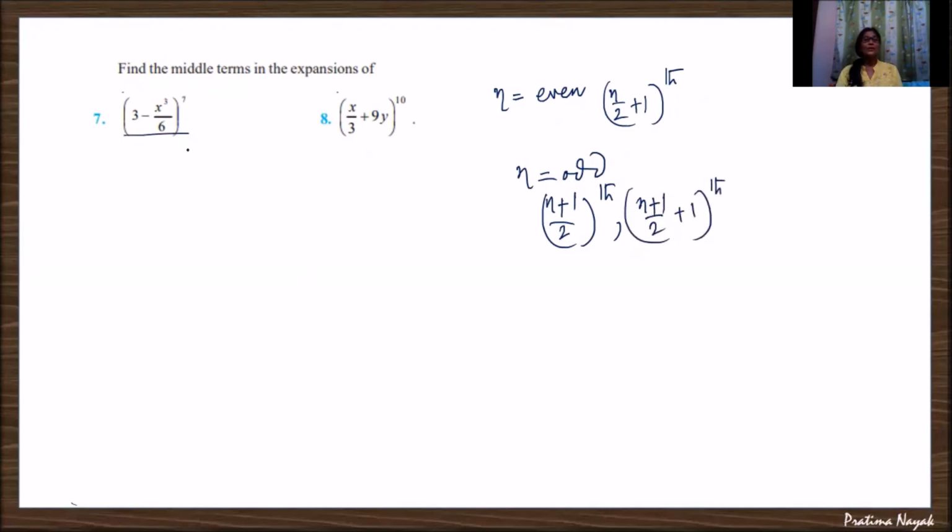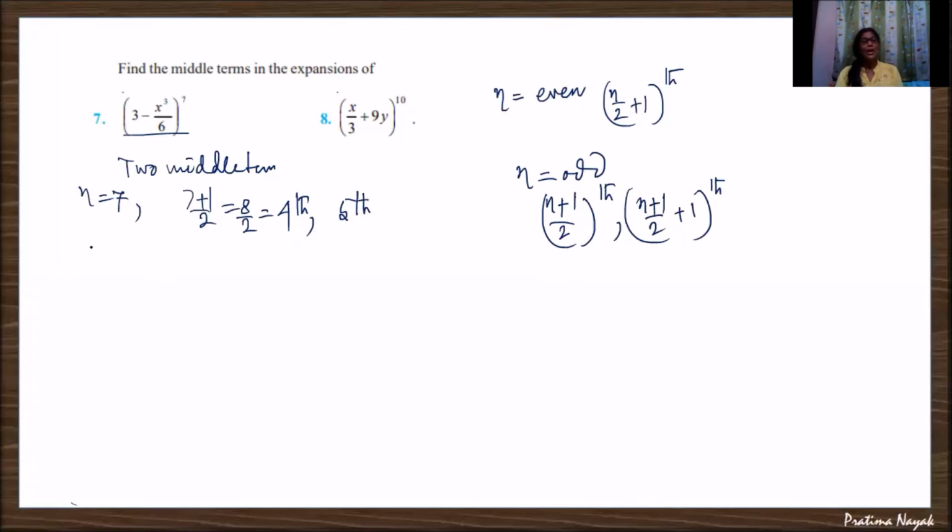So here for question number 7, n is odd, so there are two middle terms. So which ones? n is 7, so one will be 7 plus 1 by 2, that will be 8th term, 8 by 2, 4th term. So one is the 4th term and the other should be the 5th term. So there are two middle terms, one is 4th, one is 5th. Now to get the value.